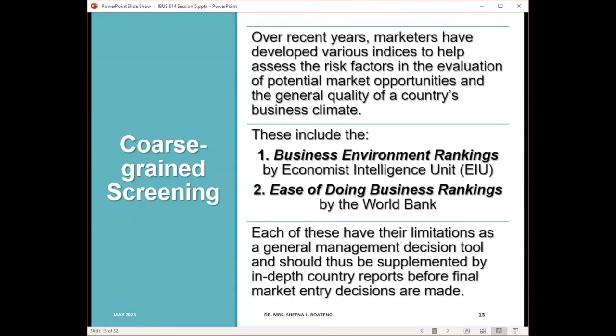Now, there's another kind of ranking which I want to introduce you to, which I think is brilliant, which is the ease of doing business rankings. This one is done by the World Bank. And unlike the business environment rankings, this one focuses specifically on the regulatory environment in these countries and how it facilitates doing business. And for this particular one, I have the most recent report from 2020. So let me quickly share that one, and then we can look at it.